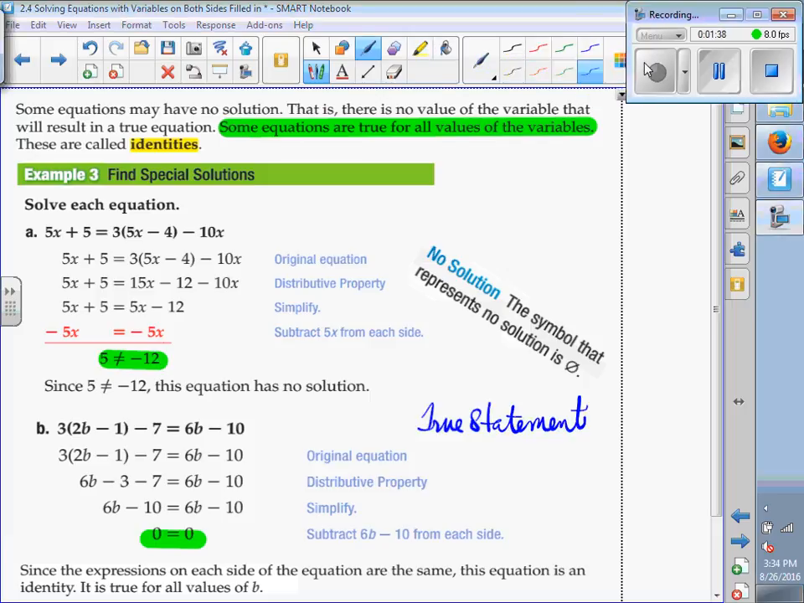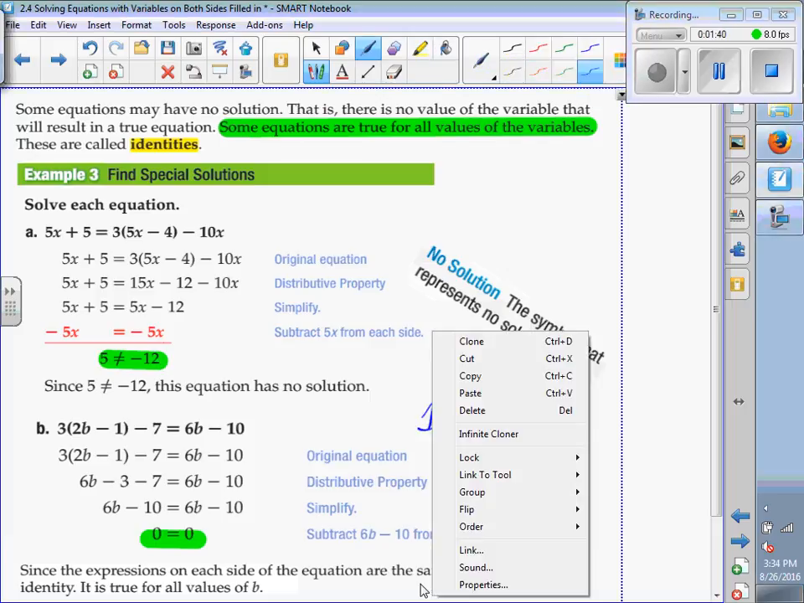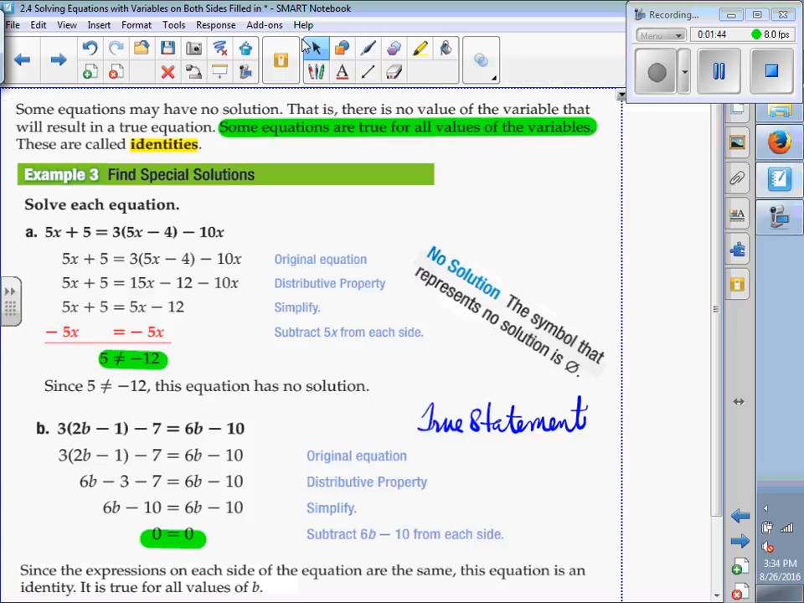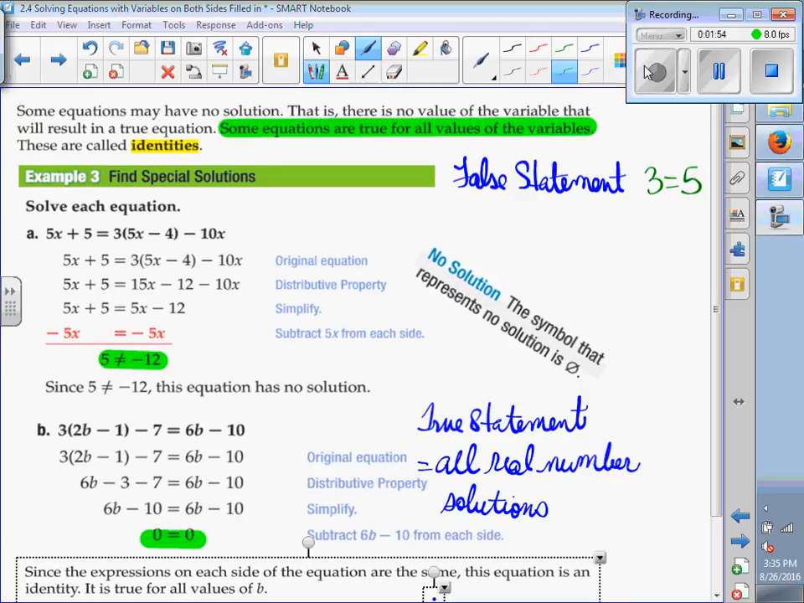So if we have a true statement, like in the second example, that means that you have all real number solutions. Anything that you put in there will be true. Or if you have a false statement, like 3 equals 5, then this means there are no solutions.